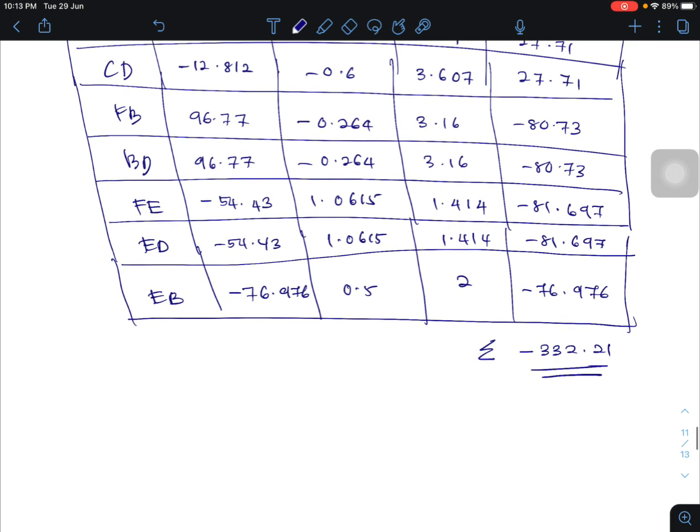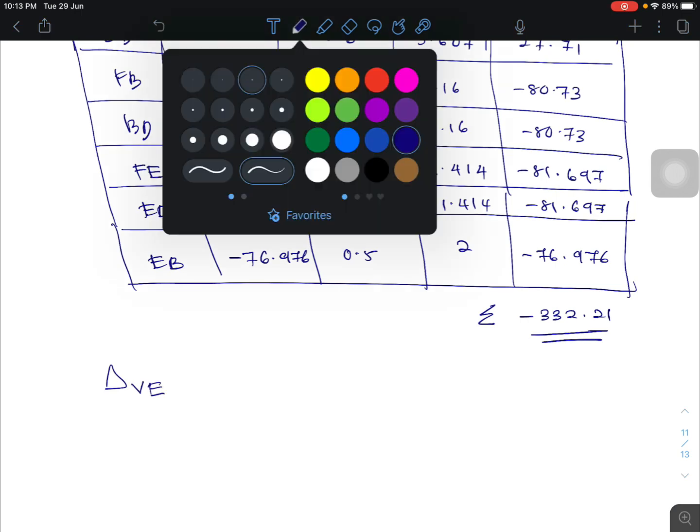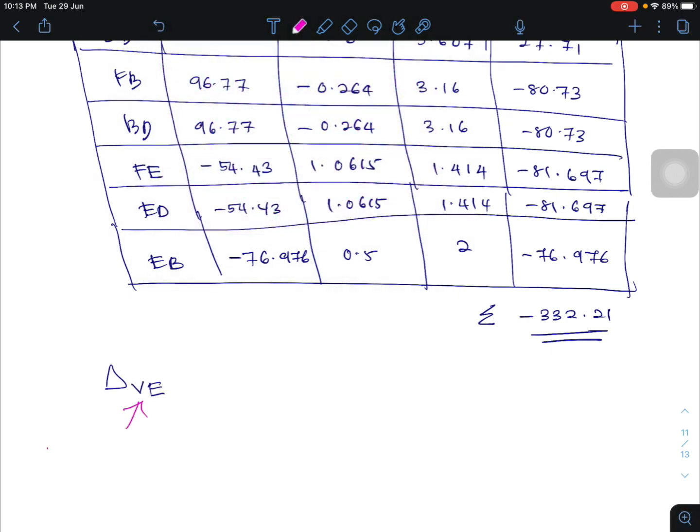Okay, the sum of N, capital N, n and L is equal to negative 332.21. Now is the identification of deflection, the vertical deflection at joint E. This means vertical, this is joint E, and this is the deflection. What do you want? The deflection.